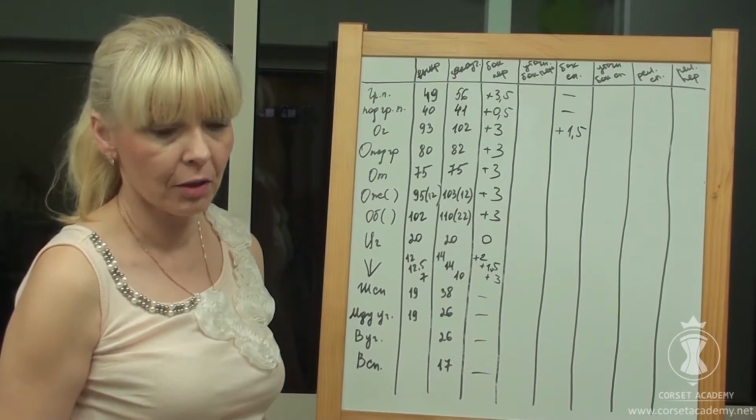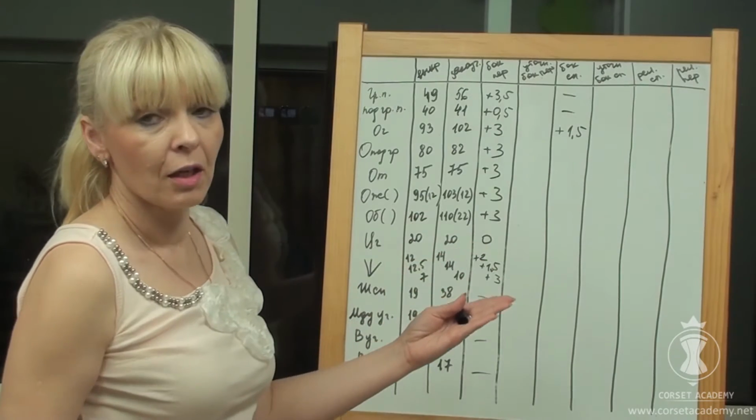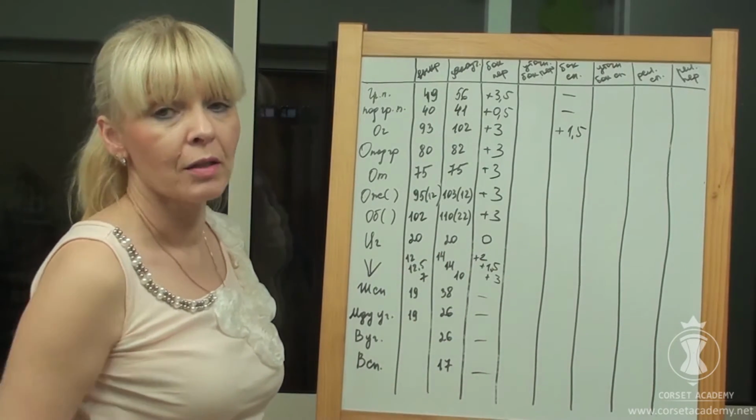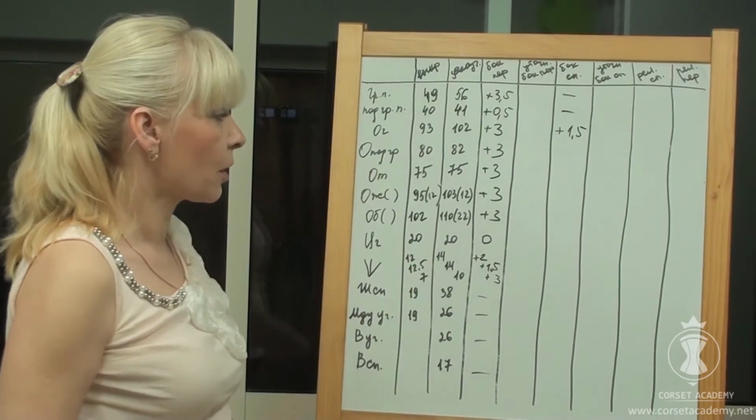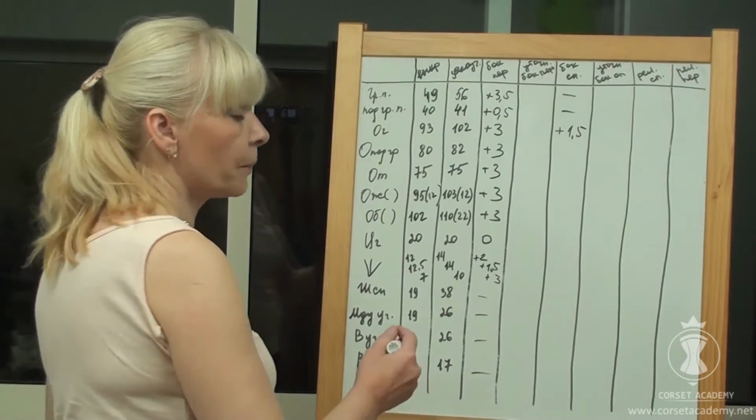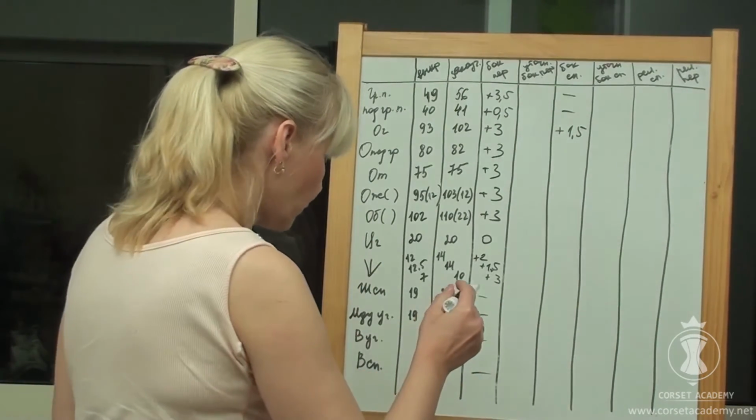I divide it in half. As a result, I need to narrow the back down by 2 centimeters from each side along the under bust line. I write -2 centimeters in the table.